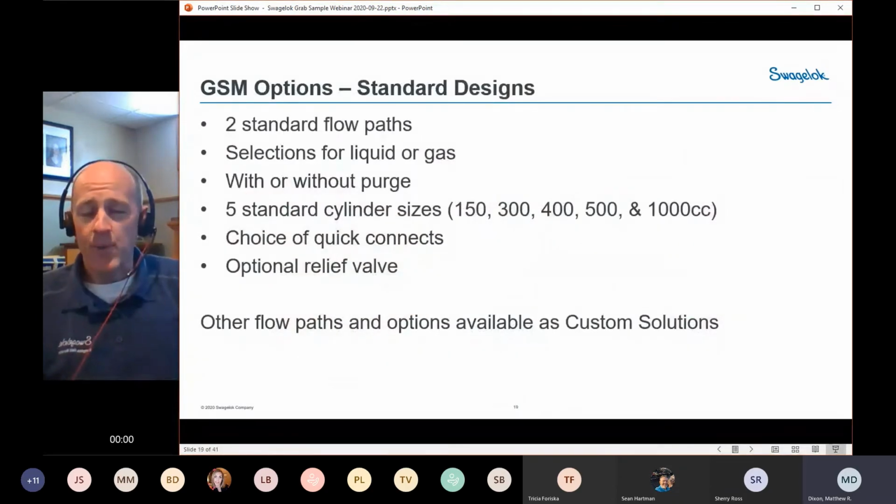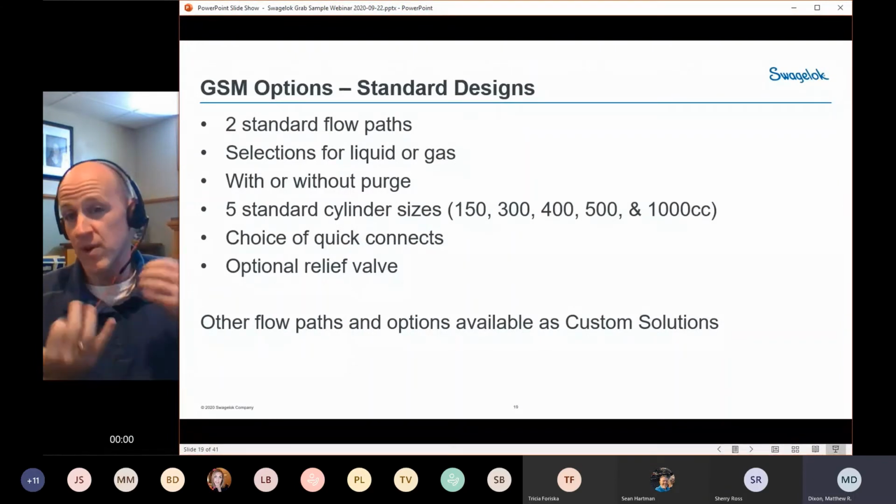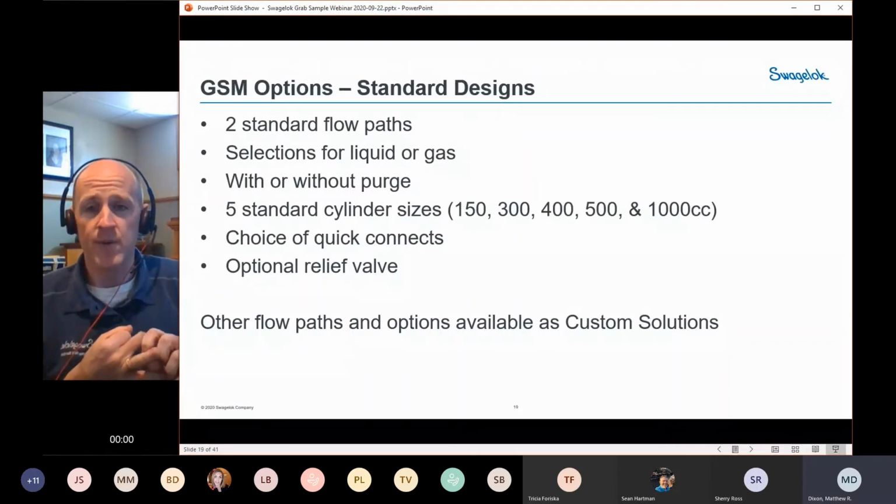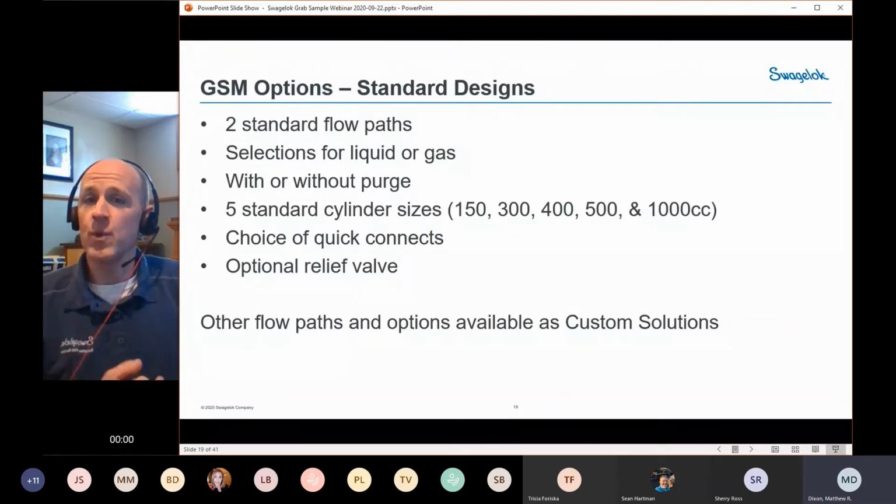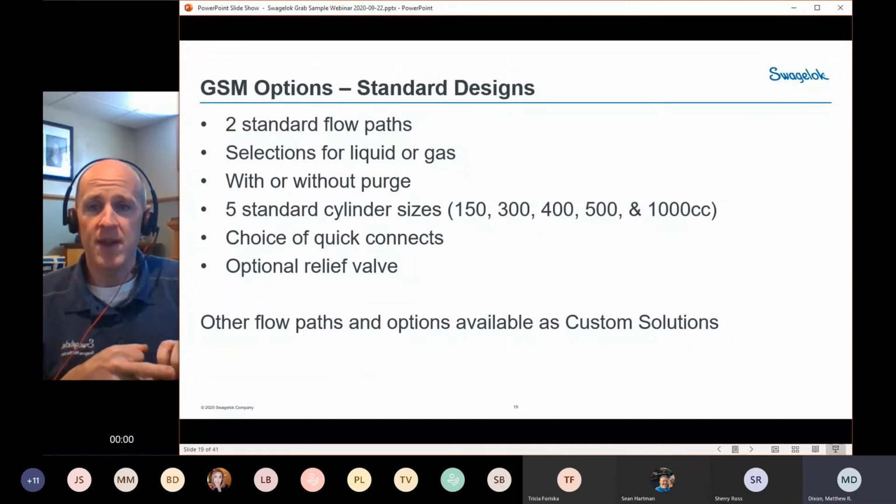A lot of different options. So we've got 2 basic standard flow paths. We've got one we call standard, another we call continuous flow. We've got panels for both liquid and gas. So it depends on, again, the phase of the sample that you're taking.